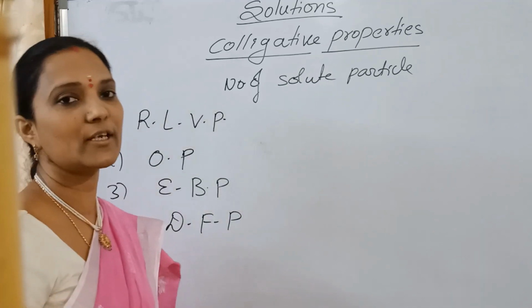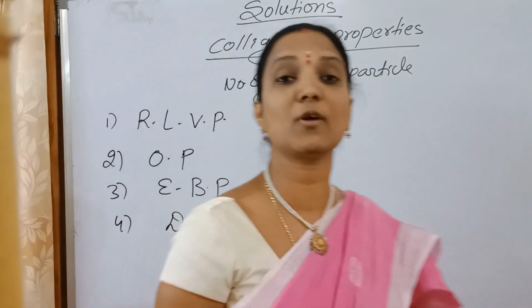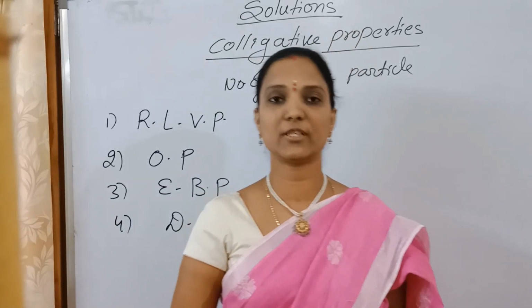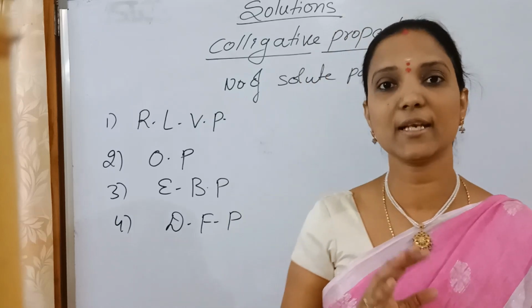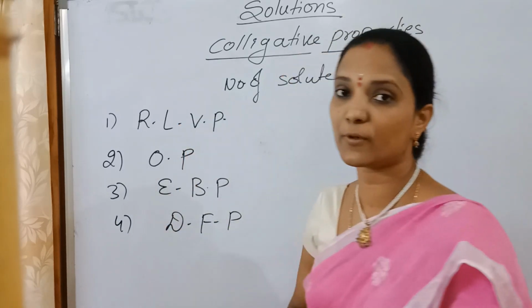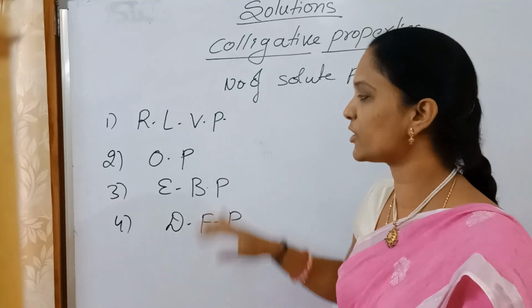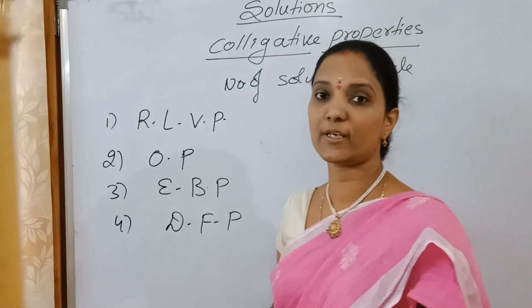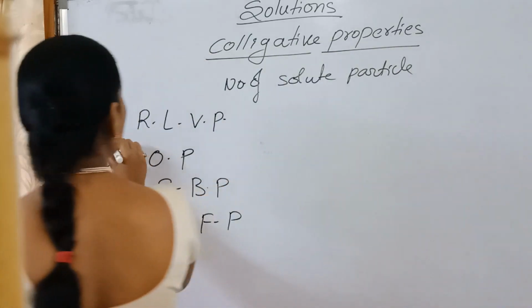So if the following are given, only these 4 options we should mark. Which are colligative properties? Properties which depend on the number of solute particles, not on the nature of the solute. Okay. So the major colligative properties: relative lowering of vapor pressure, osmotic pressure, elevation in boiling point, depression in freezing point. Okay, so this we already learned.